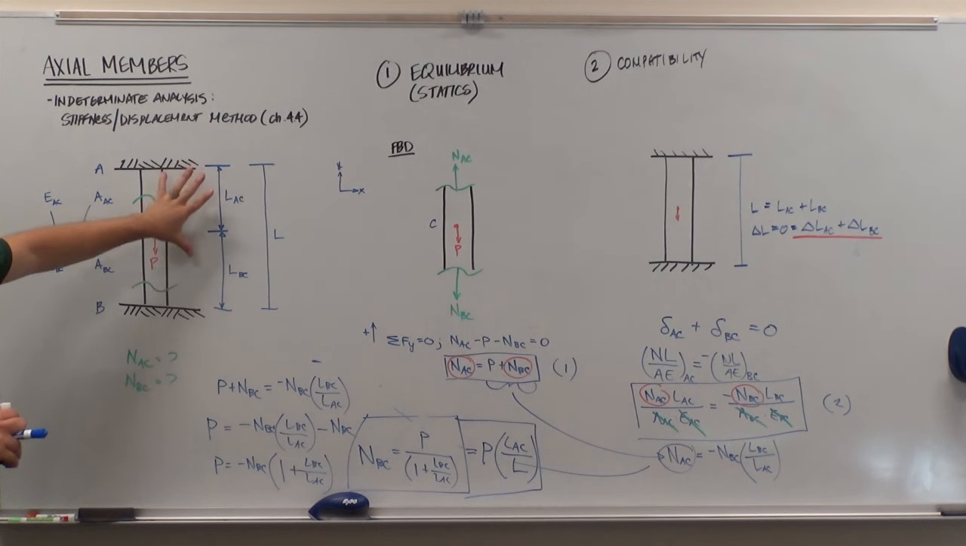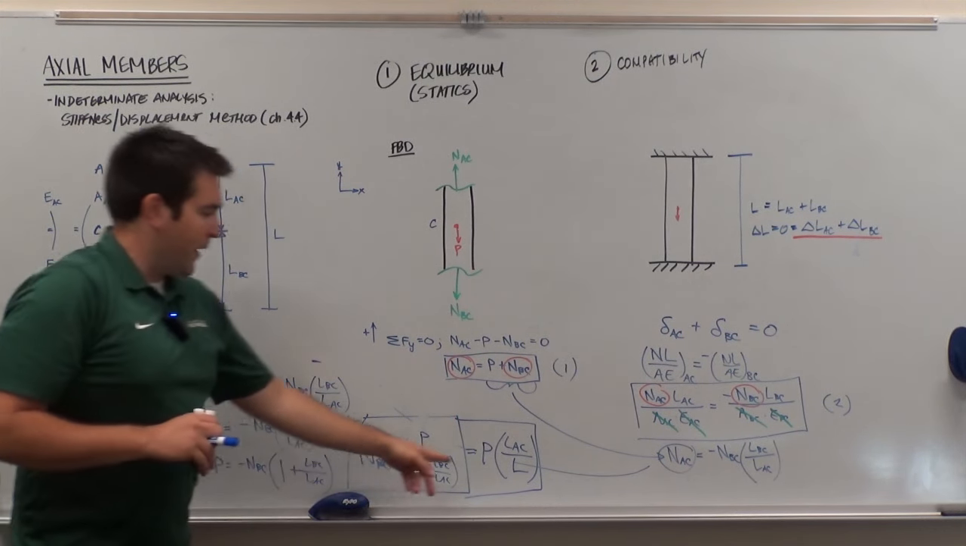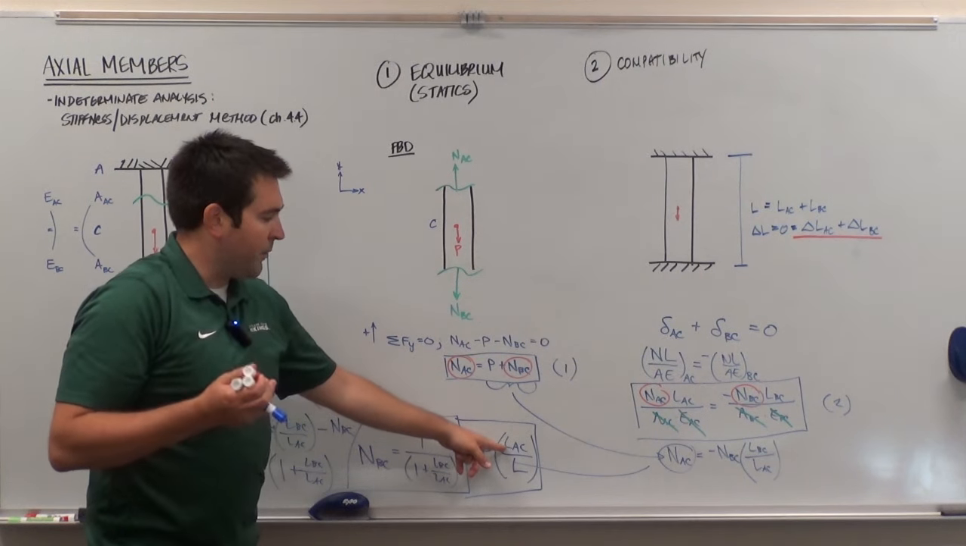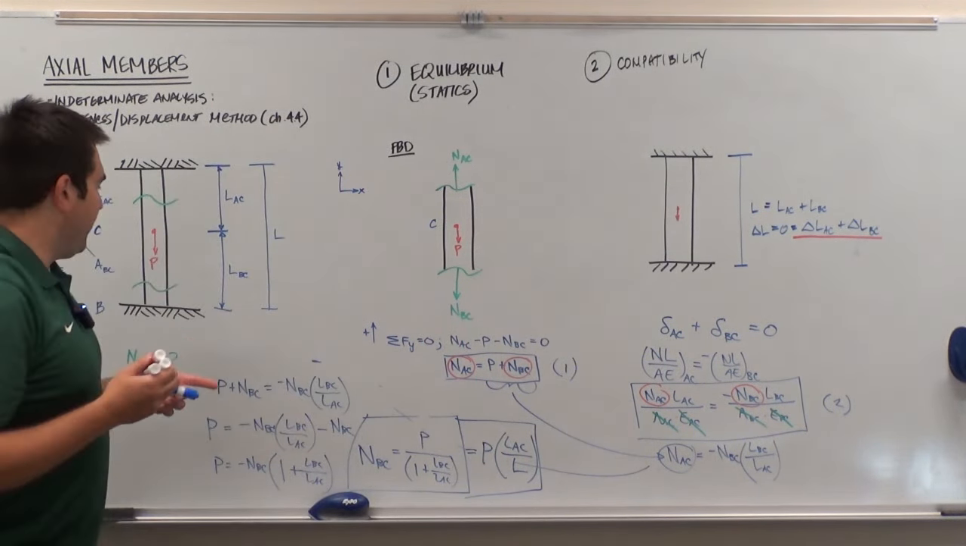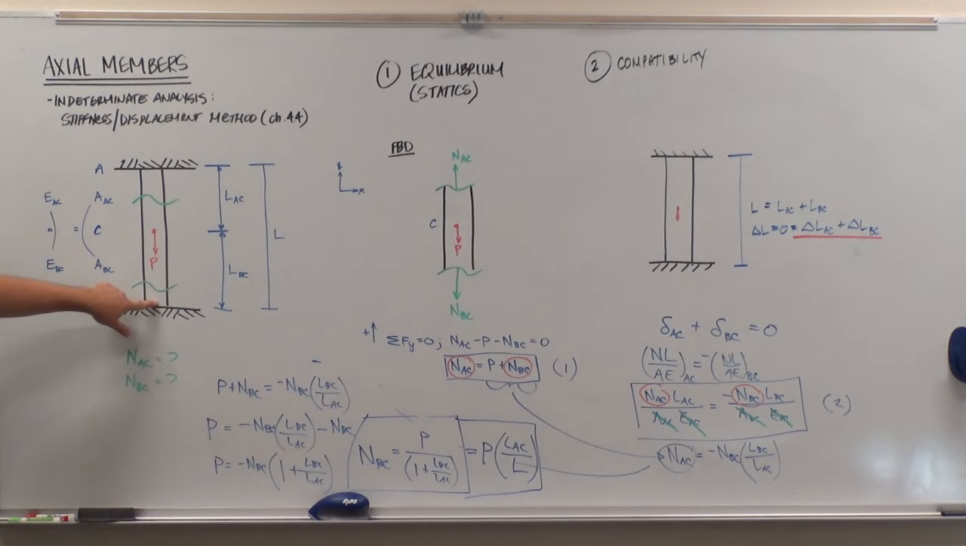Likewise, if this point load was applied way down here, really close to point B, then my length AC would be really big. It would be really close to L. So if that was the case, I'd have P times something close to L divided by L. It would be P times something close to 1, because if I apply the point load way down here, most of it's going to go into that bottom member, down to this support right here.